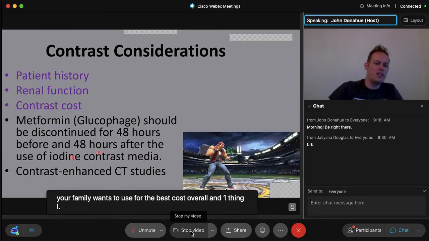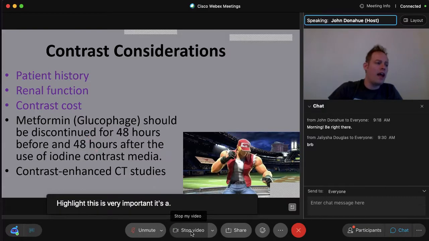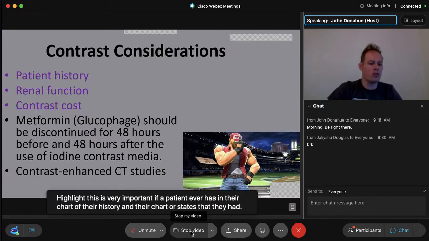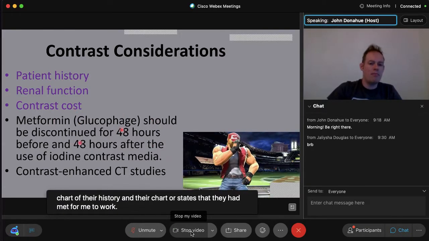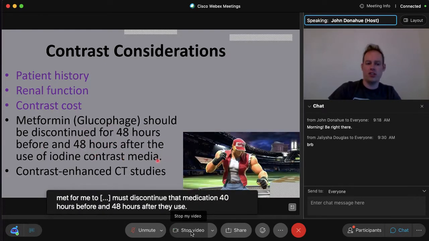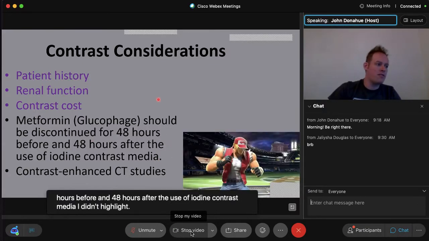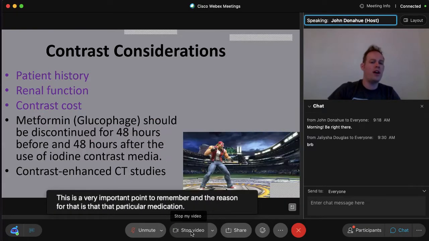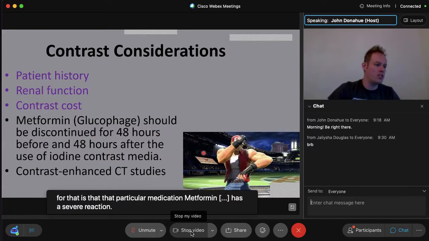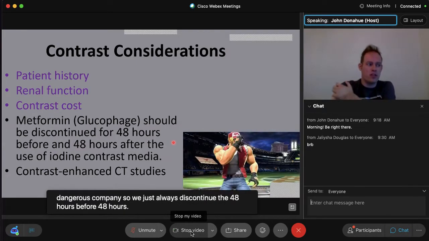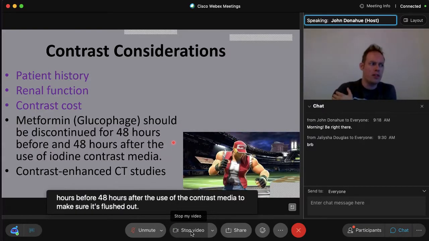And one thing that I didn't highlight, but it is very important. If a patient ever has in their chart, their history, or states that they've had metformin or glucophage, you must discontinue that medication 48 hours before and 48 hours after the use of iodine contrast media. Now, I didn't highlight this, but that is a very important point to remember. The reason for that is that particular medication, metformin and glucophage, has a severe reaction with most contrast media we use, and it's a very dangerous combination. So we just always discontinue the use of that 48 hours before and 48 hours after the use of the contrast media to make sure it's flushed out of the body properly.